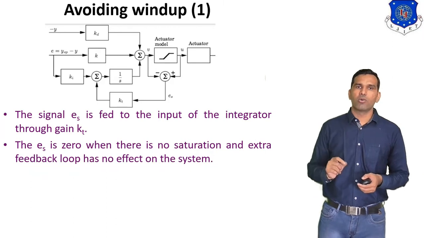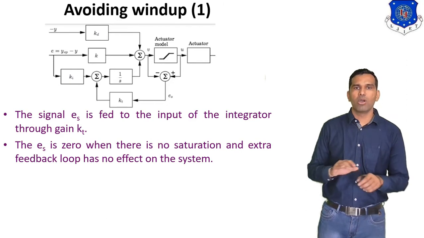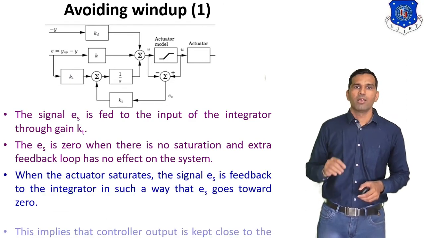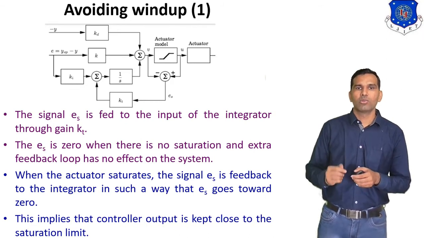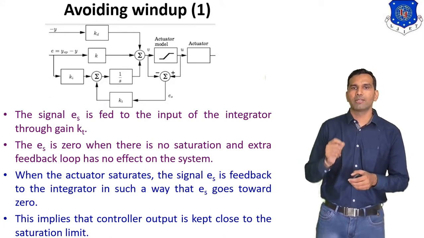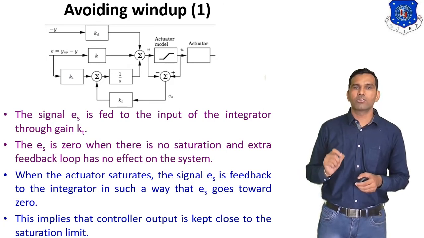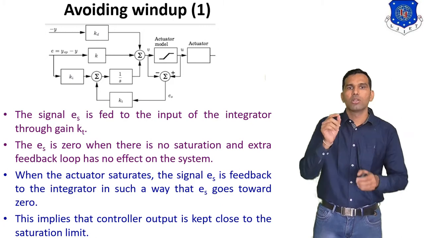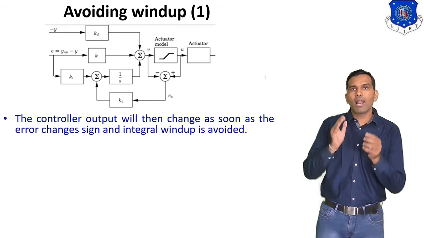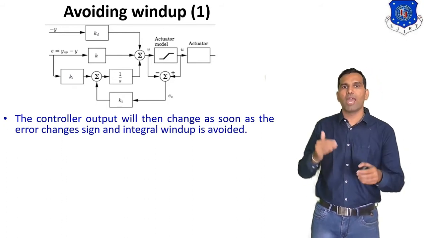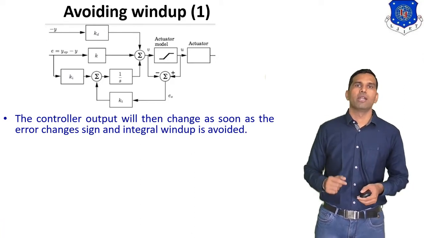The ES is 0 when there is no saturation, and the extra feedback loop has no effect on the system. When the actuator saturates, the signal ES is fed back to the integrator in such a way that the ES goes towards 0. This implies that the controller output is kept close to the saturation limit. The controller output will then change as soon as the controller changes sign, and integral windup is avoided.